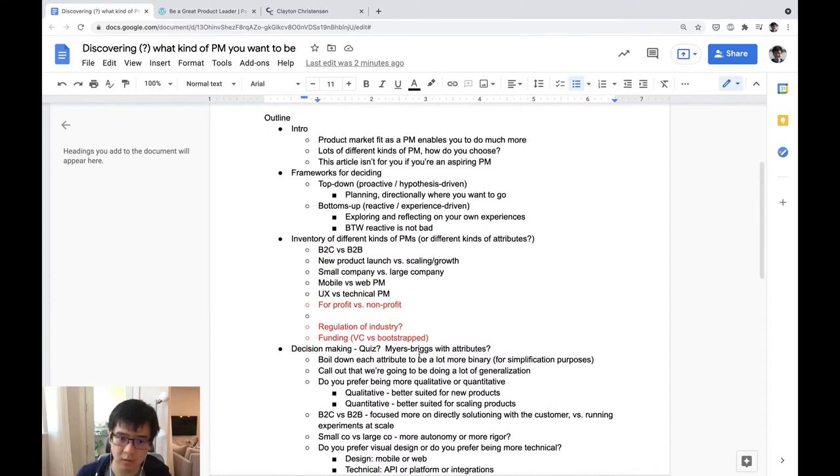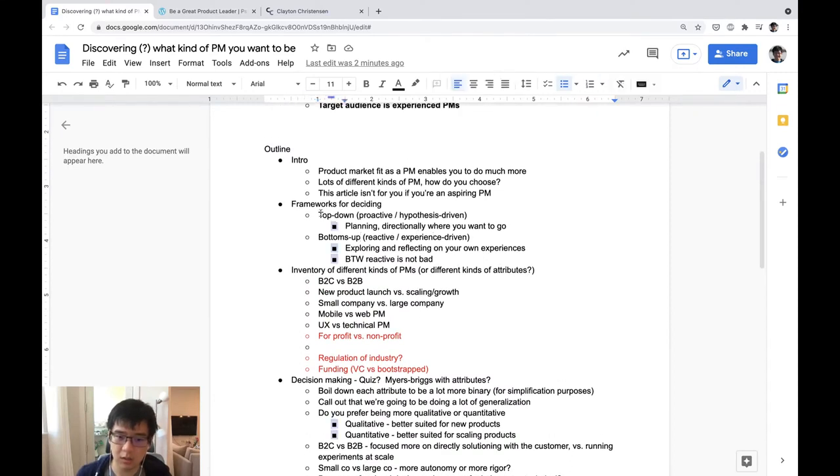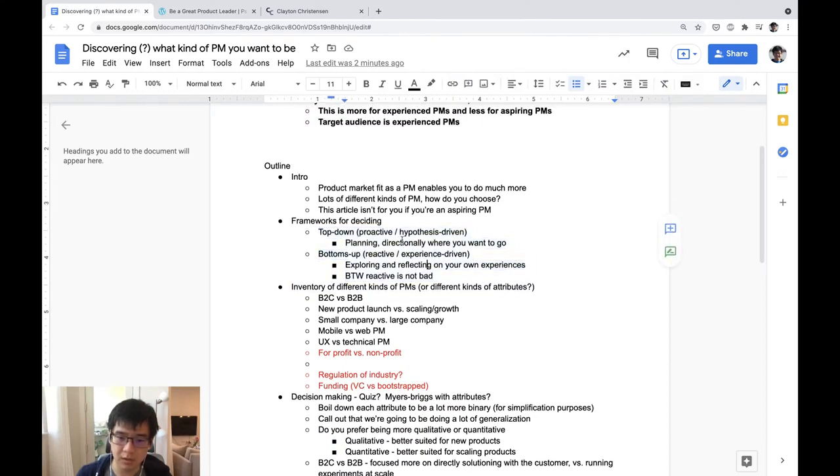Discovering what kind of PM you want to be. I think this section is going to be around 500 words. For context, with my articles I typically aim for about 1,500 words, up to about 2,500. That's generally the sweet spot for going deep enough in detail that people learn something from it, but not so much that you fall asleep trying to read it.